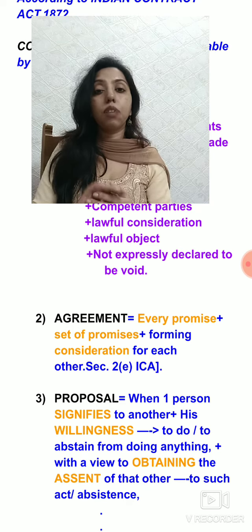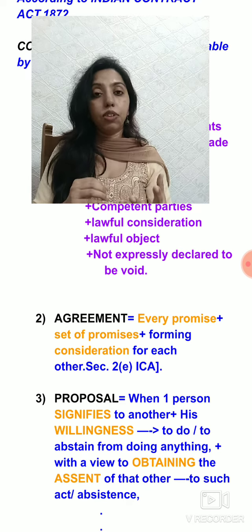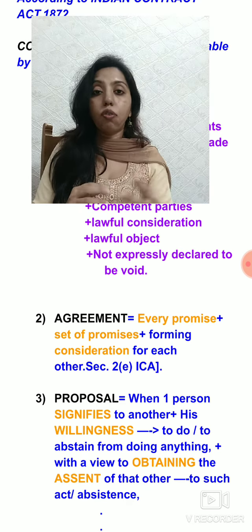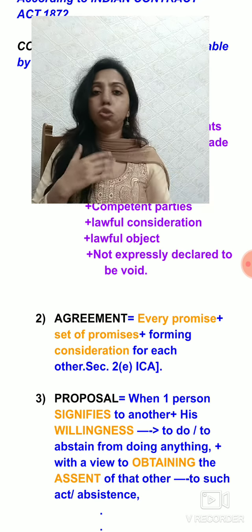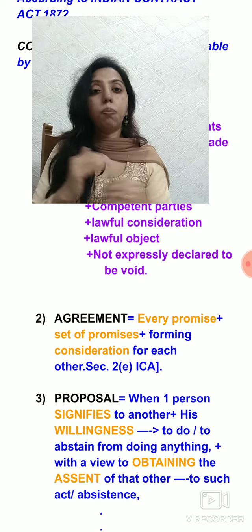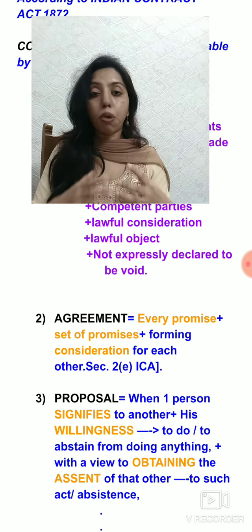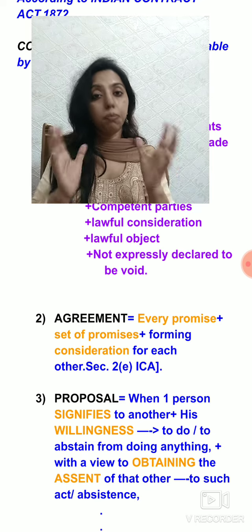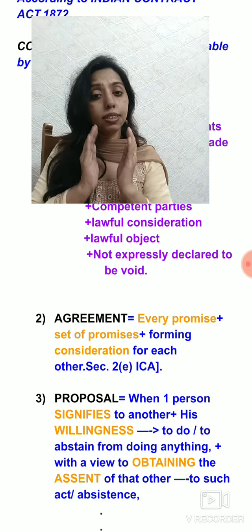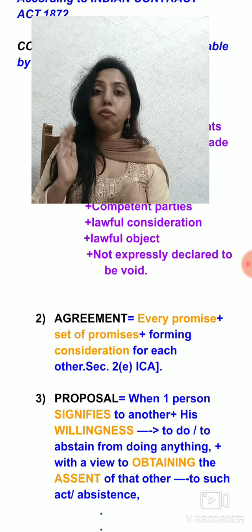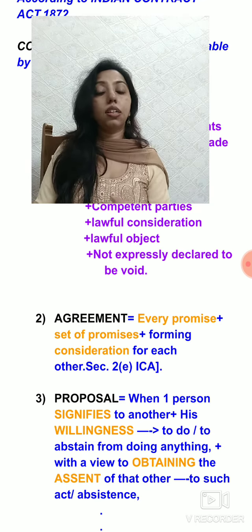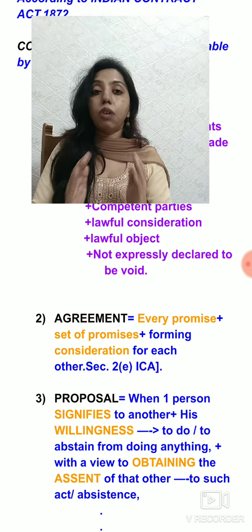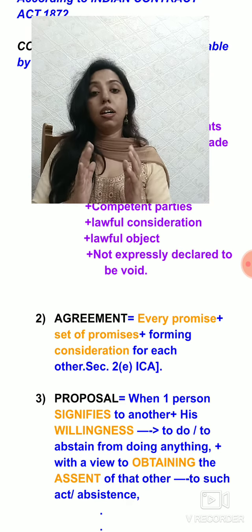For example, what would be the mode of payment, what would be the mode of delivery, what would be the date of delivering the books, by what date this contract has to be performed, and so many things. So these two persons must have agreed on several sets of promises as well, apart from the main agreement. So in that sense, it is saying that every promise and every set of promises forming consideration for each other is an agreement. Now the question arises, what is a promise?